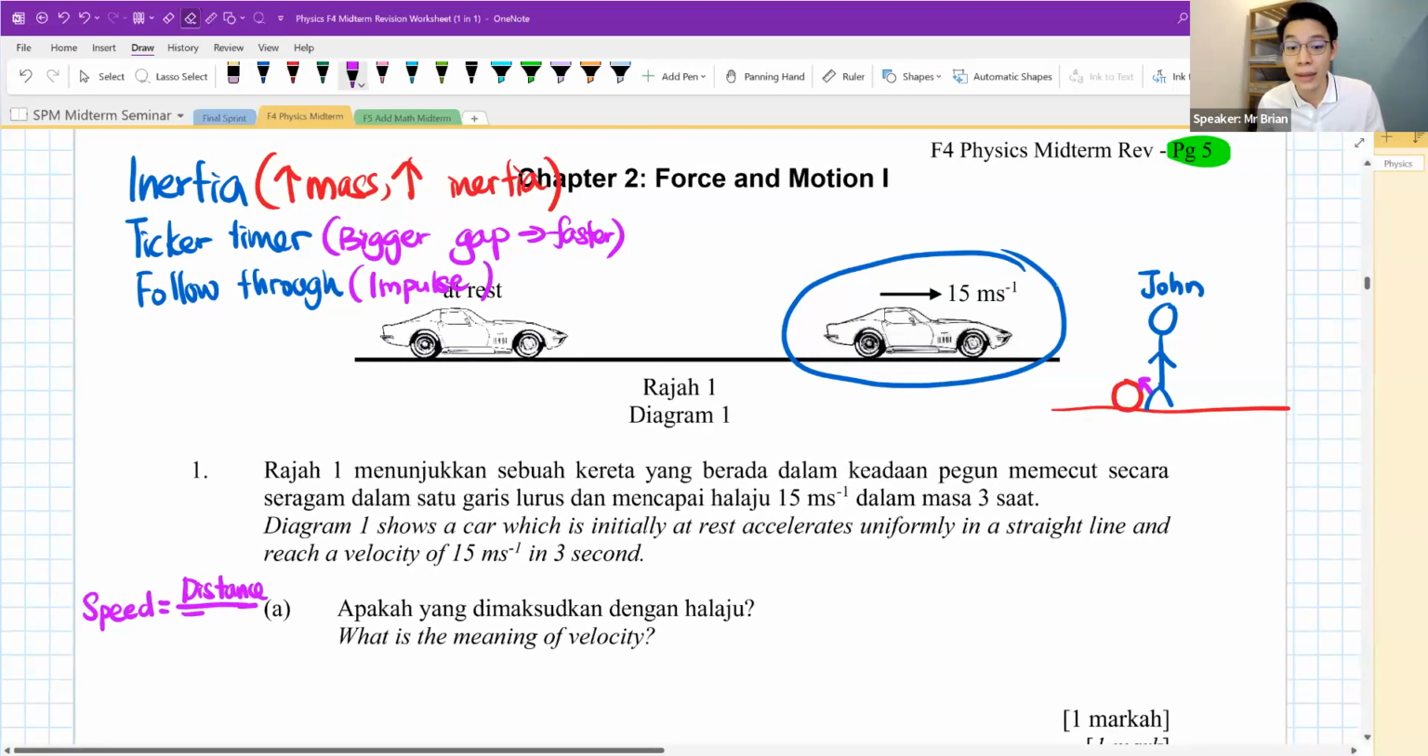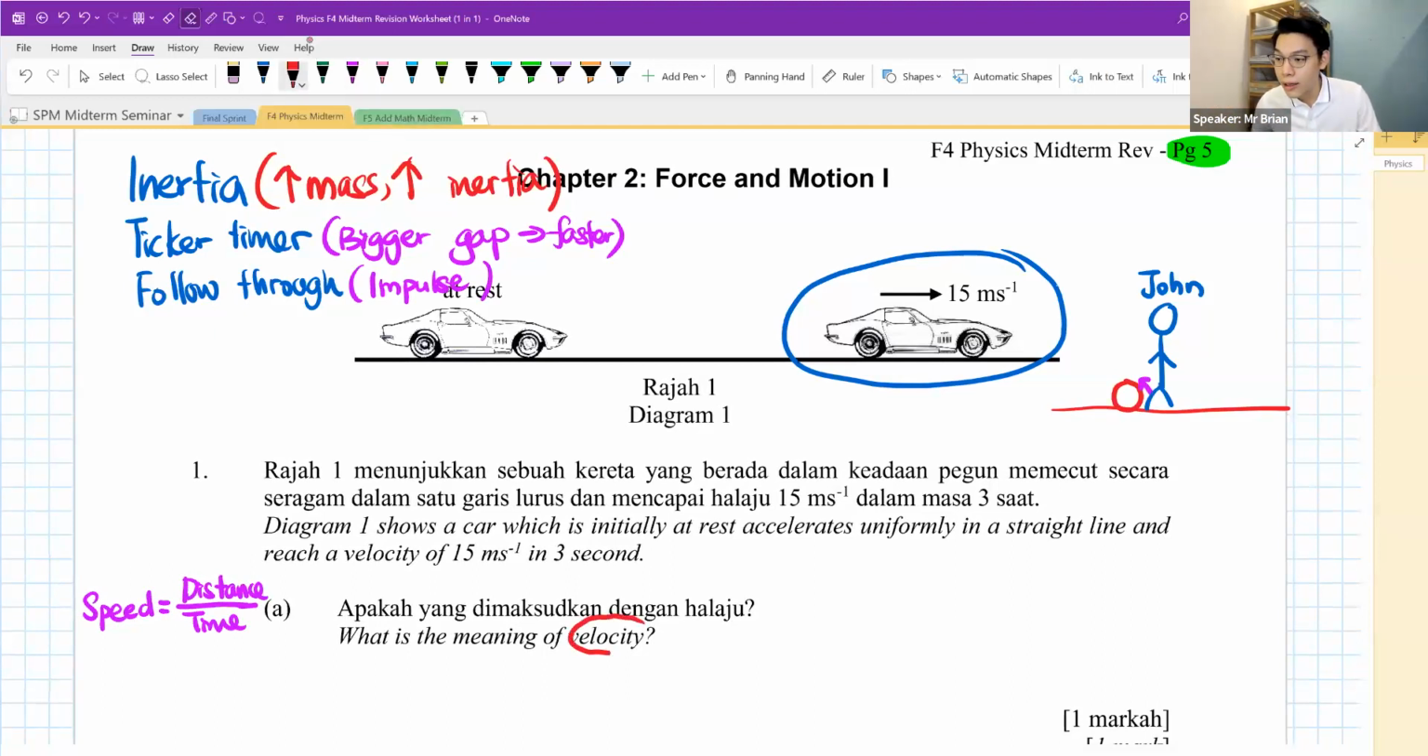Distance divided by time, right? Or somebody said rate of change of distance. Well done, rate of change of distance. But when we talk about velocity, very, very similar. It is talking about, yes, displacement divided by time.